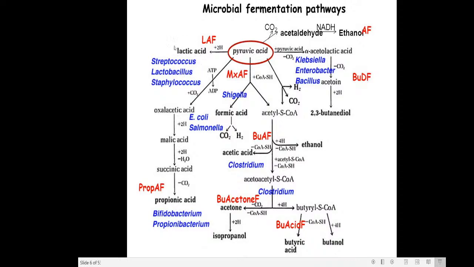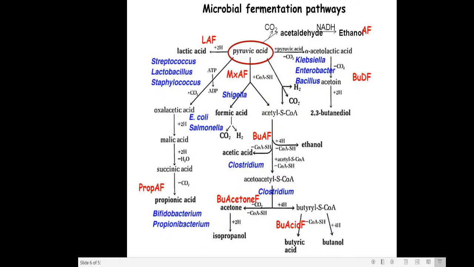Then E. coli and Salmonella. These species are helpful for the production of oxaloacetic acid. And this is common for both: acetic acid. Acetic acid is produced by E. coli and Salmonella. Before that acetic acid itself, we need the formic acid. The formic acid is produced by Shigella.